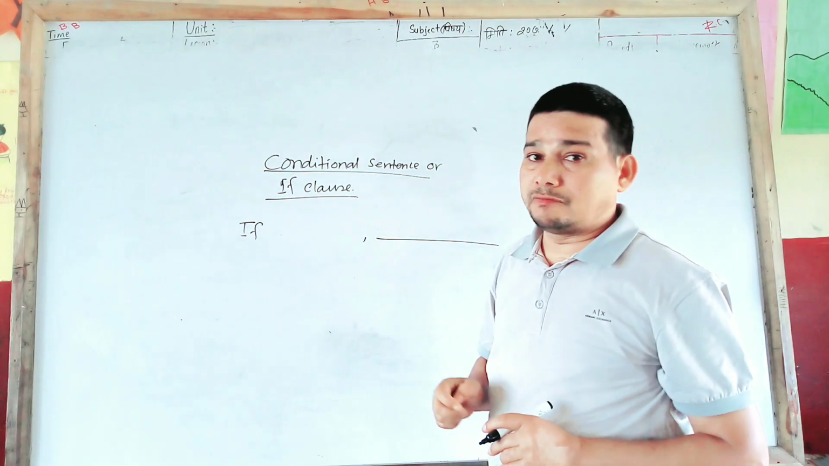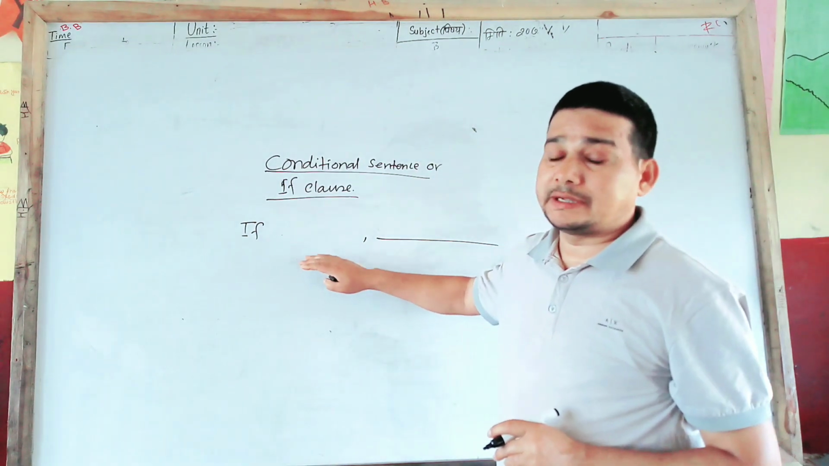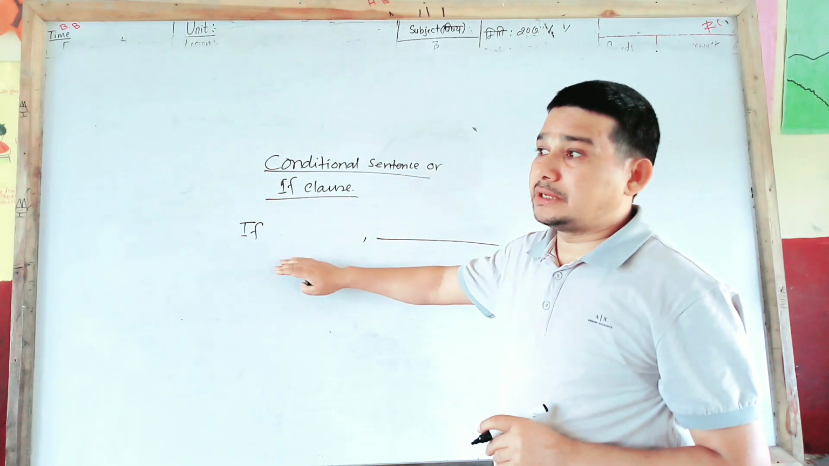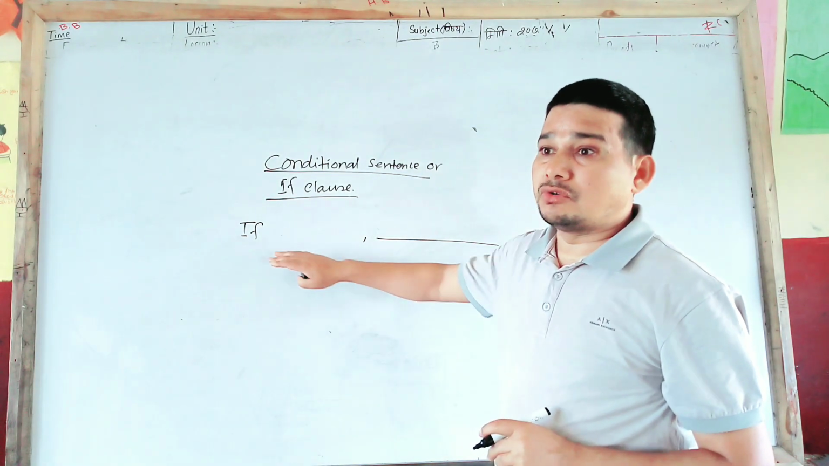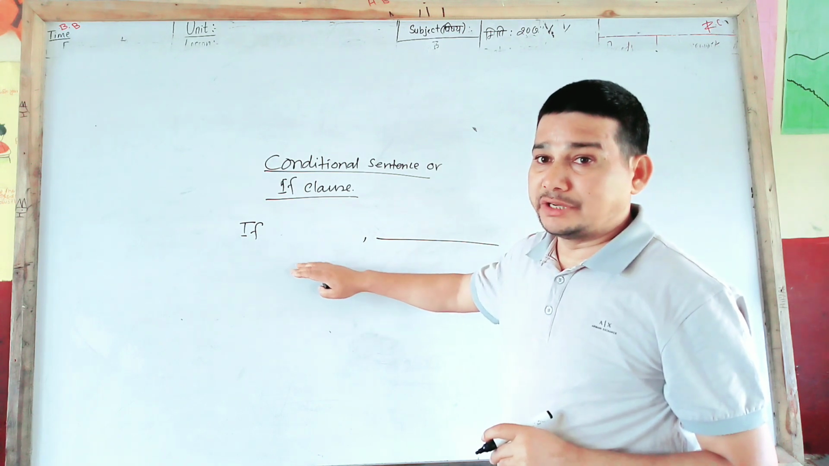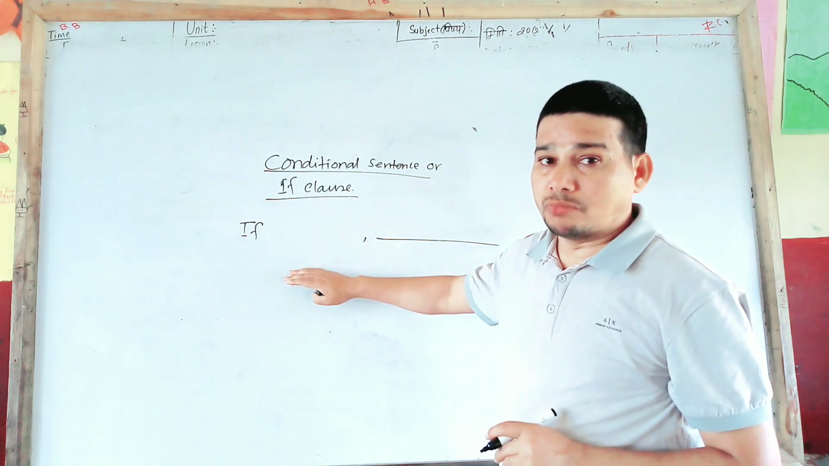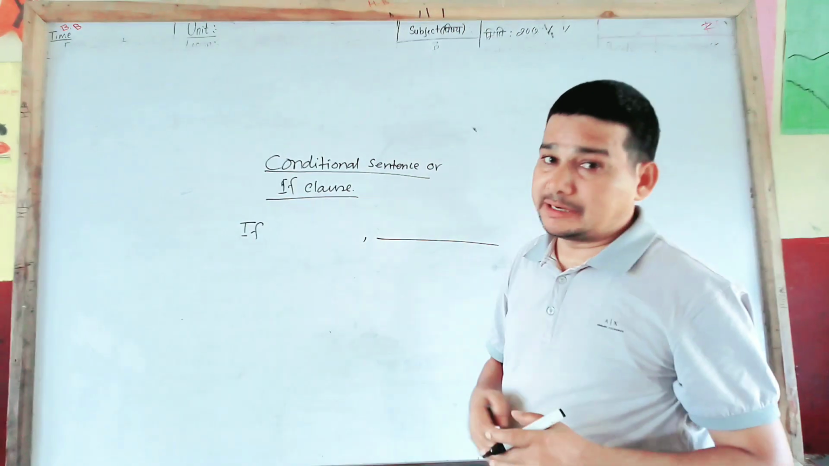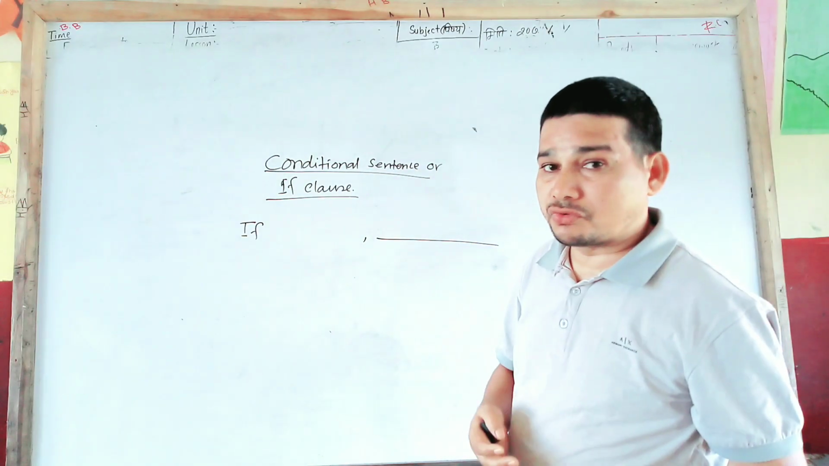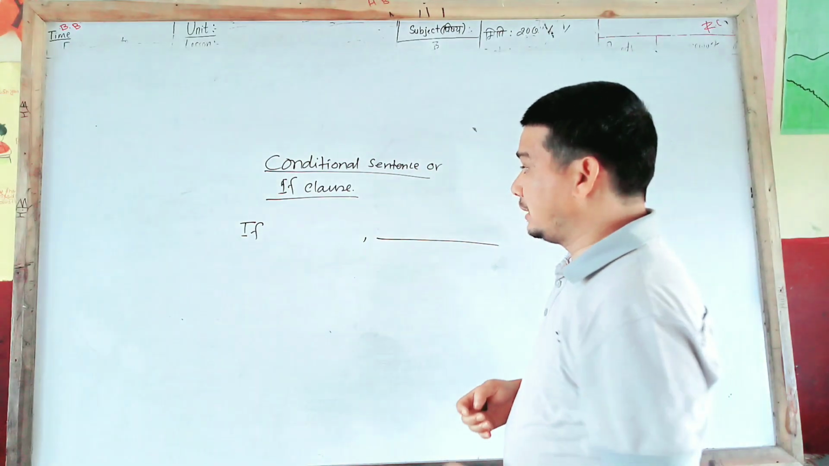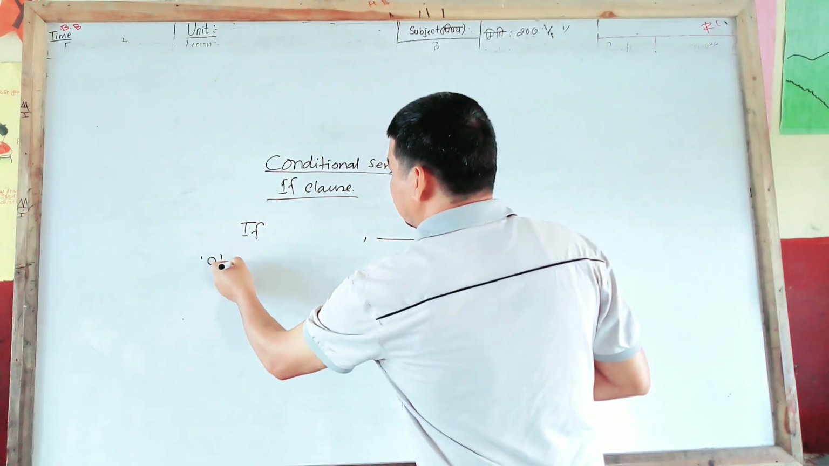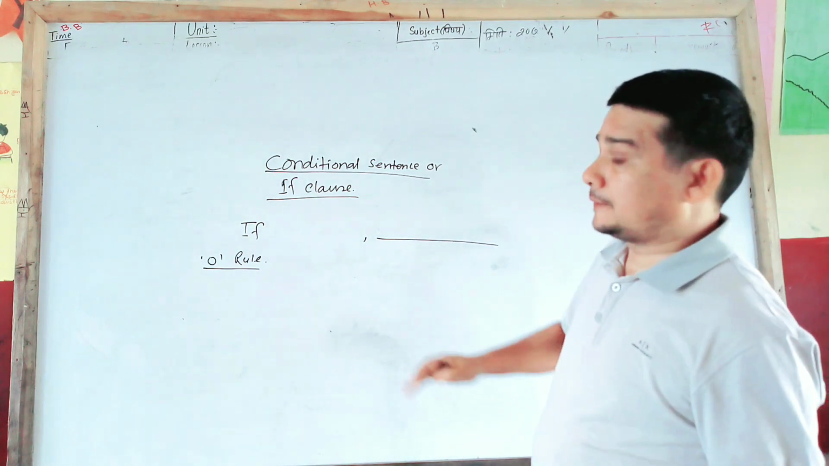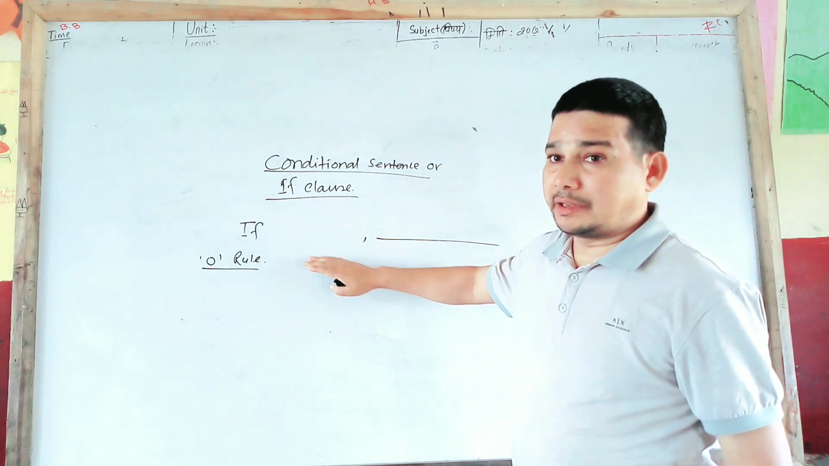And there are 3 rules, but somewhere we say there are 4 rules, and 1 rule is the 0 rule. This is called 0 because there is no change. But we have to know in which condition we cannot change the verb into different forms. That's why we also discuss the 4 rules. So the first rule is the 0 rule.